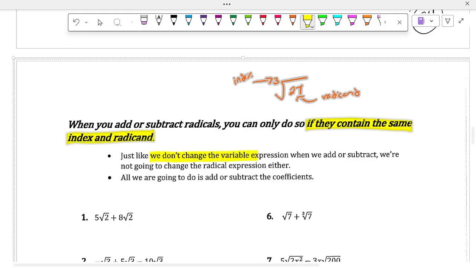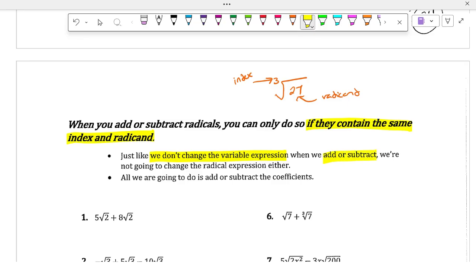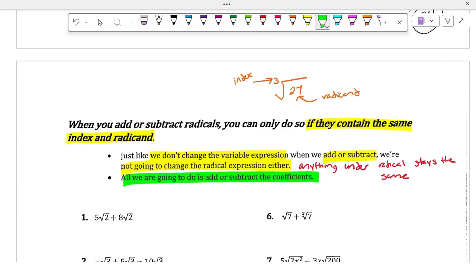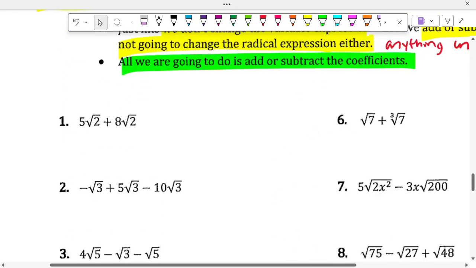Now, just like how we don't change the variable expression when we add or subtract, we're not going to change the radical expression either. So in other words, anything under the radical stays the same. We only add or subtract the coefficients, the numbers in front of the radical. Now, we can change things to look like they have the same value under the radical, but we'll get to that in a second. Let's look at number 1.